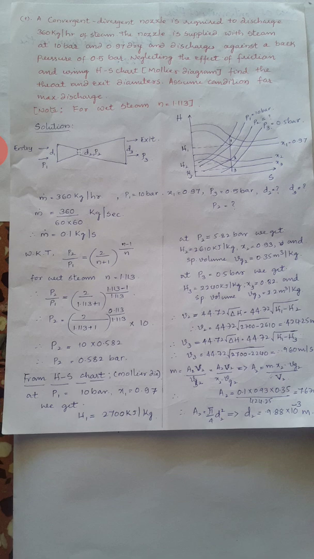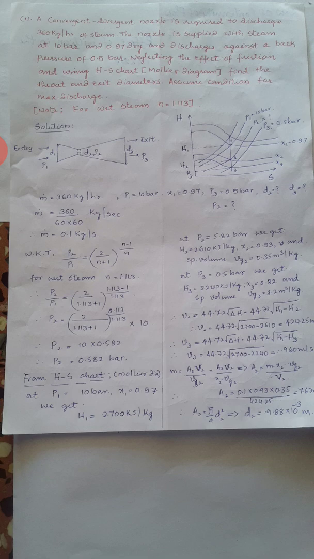At P3 equal to 0.5 bar, we once again go along the vertical line, continuing it from point 2 to where point 3 is found. It means that it will cut the 0.5 bar line. Through that point 3 we draw a horizontal line, through which we get enthalpy h3 equal to 2240 kilojoule per kg. Therefore x3 equal to 0.82 and specific volume Vg3 equal to 3.2 meter cube per kg.